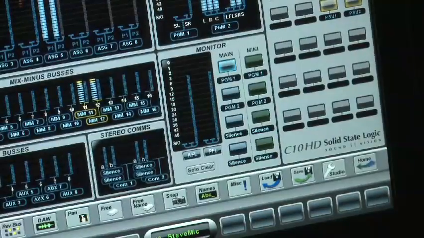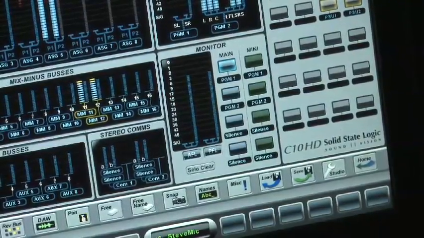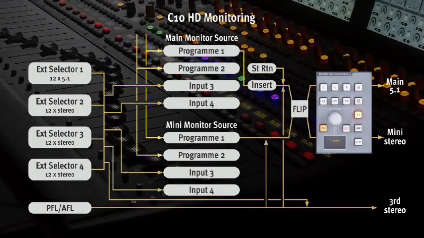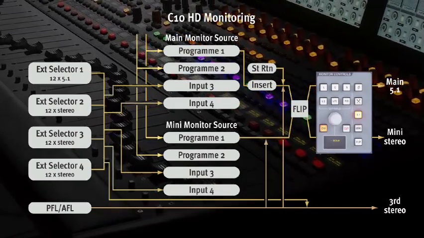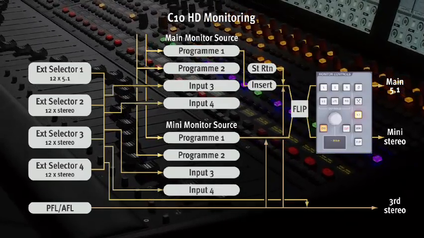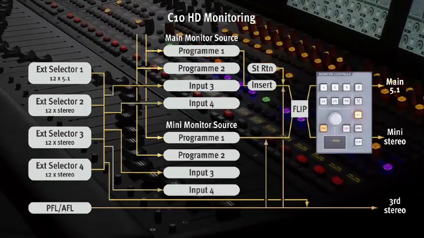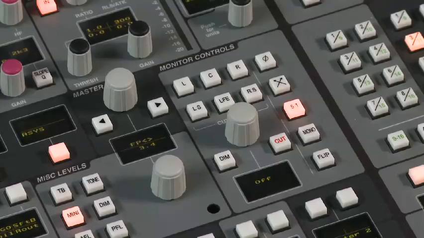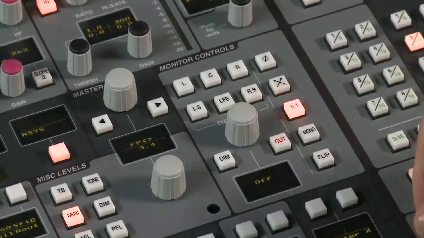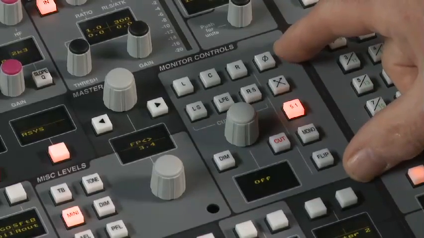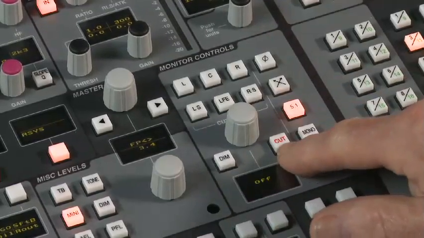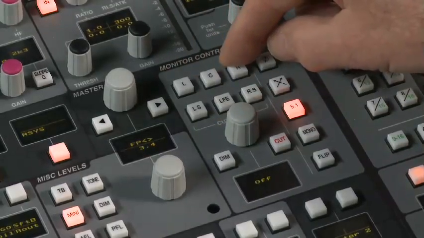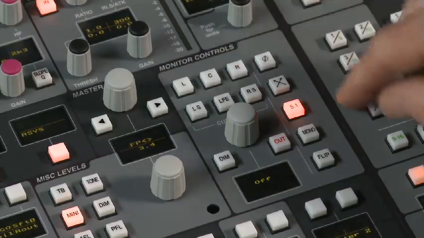C10 has a very comprehensive monitoring system that can be configured for a variety of different operational requirements. The main monitor output is a full 5.1 monitor output. C10 can be configured with up to 3 independent monitor outputs. The primary 5.1 monitor output is controlled from this section of the master tile. On here we have master, dim and cut keys, speaker level, and individual speaker mutes and solos.